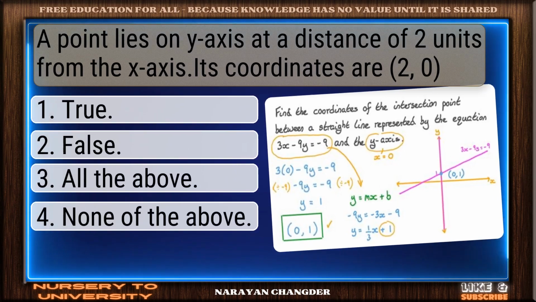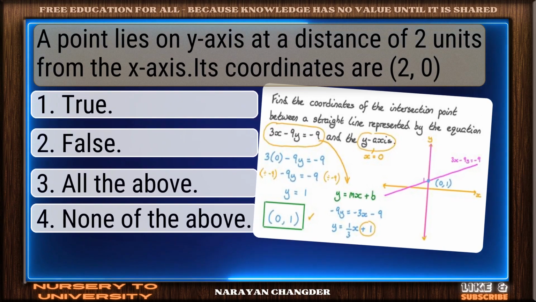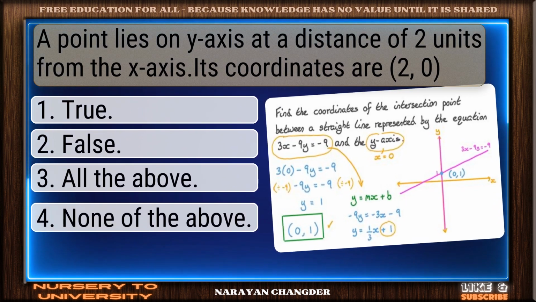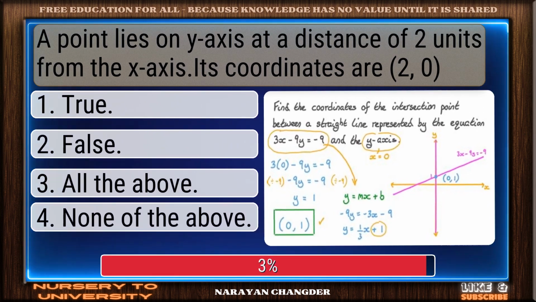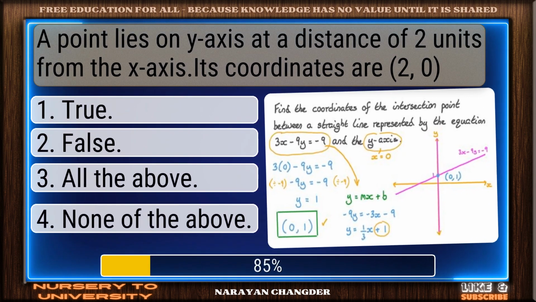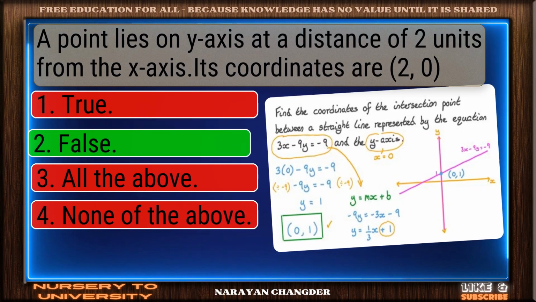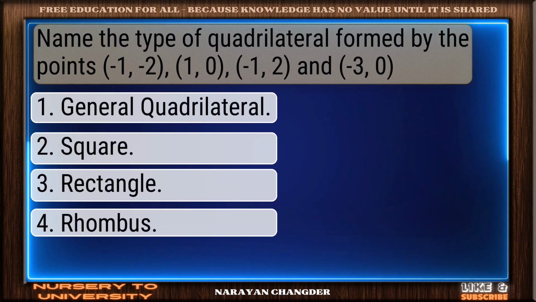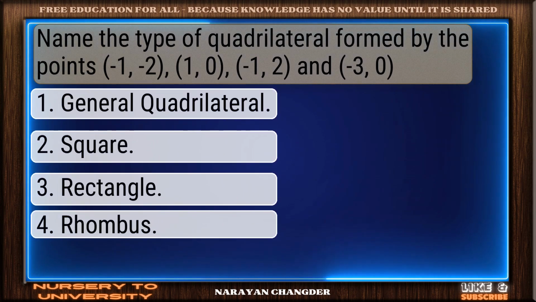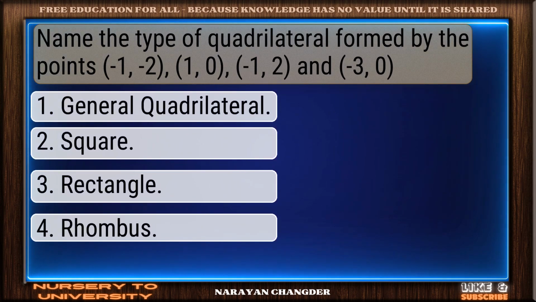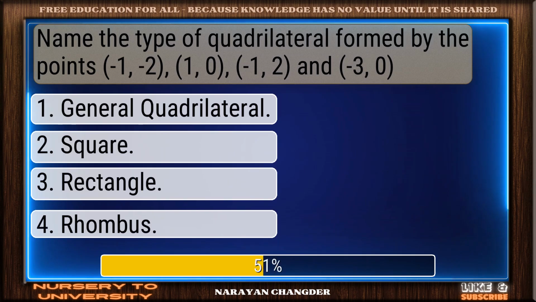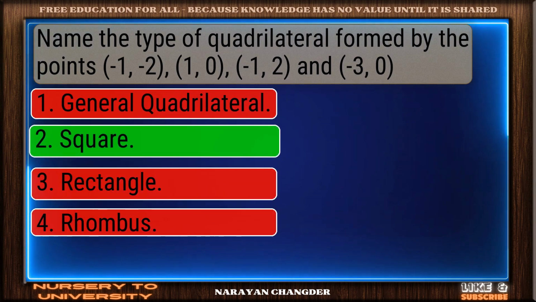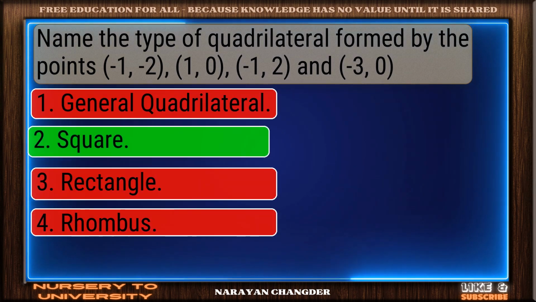Question number 53. A point lies on y-axis at a distance of 2 units from the x-axis. Its coordinates are. You're right. False is the correct answer. Question number 54. Name the type of quadrilateral formed by the points and. You got it. Your choice square is right.